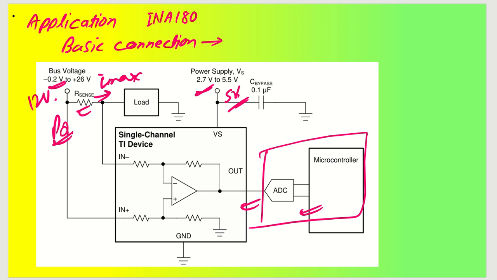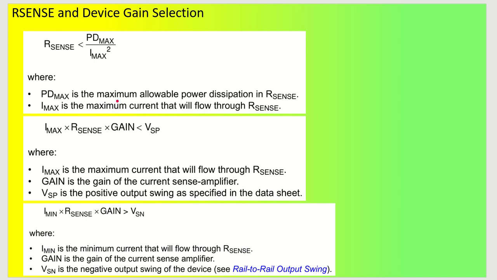Now to do this calculation we will just try to see the formulas. Let us say we have to find out the value of R sense. So R sense must be lesser than the maximum power dissipation in R sense, that is the sense resistor, divided by the square of the maximum current allowed. So that's the understanding.